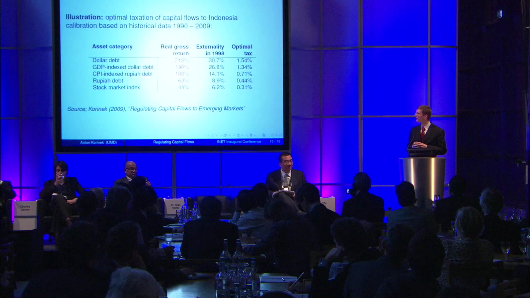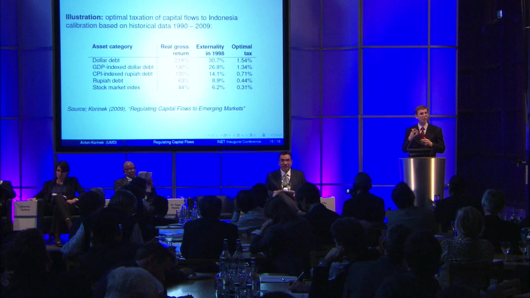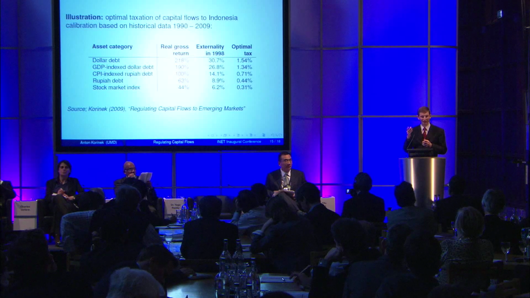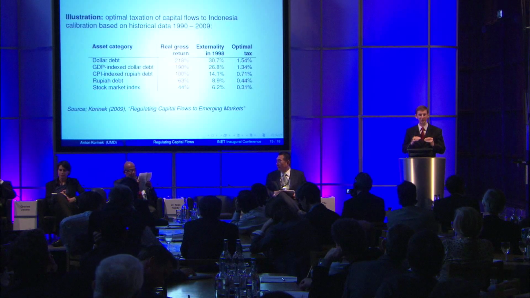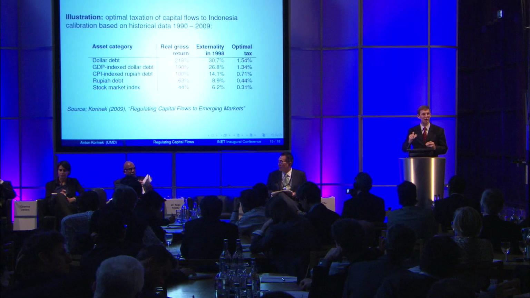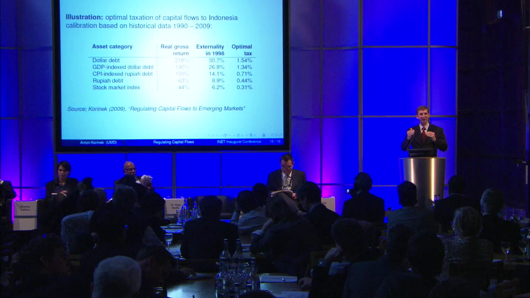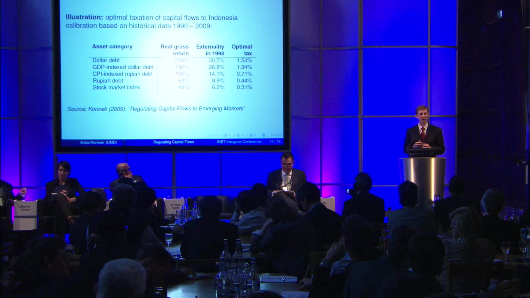If we go down this list here, we can see that different forms of liability have different riskiness. So, for example, CPI-indexed debt will have significantly lower payoffs than dollar debt because the exchange rate and even the real exchange rate depreciated. Rupiah debt depreciated even more because the exchange rate fell and inflation rose. And an investment into, for example, the stock market index allowed for even greater risk sharing and therefore had even lower externalities.